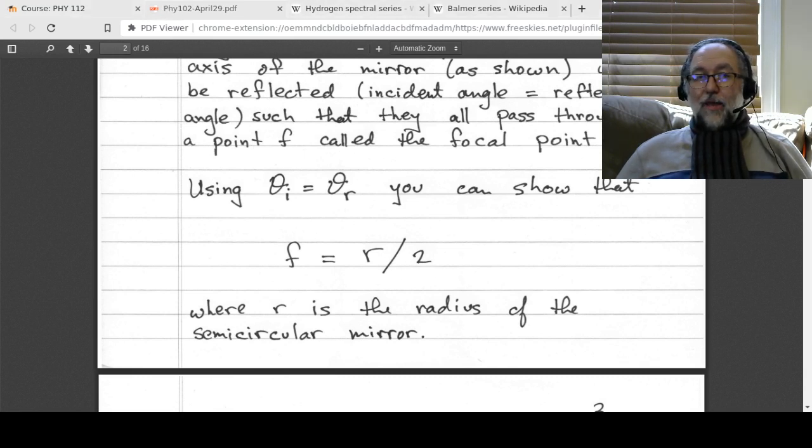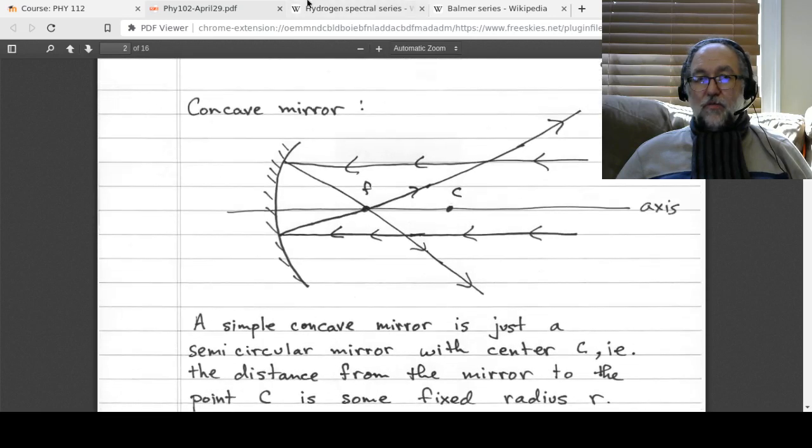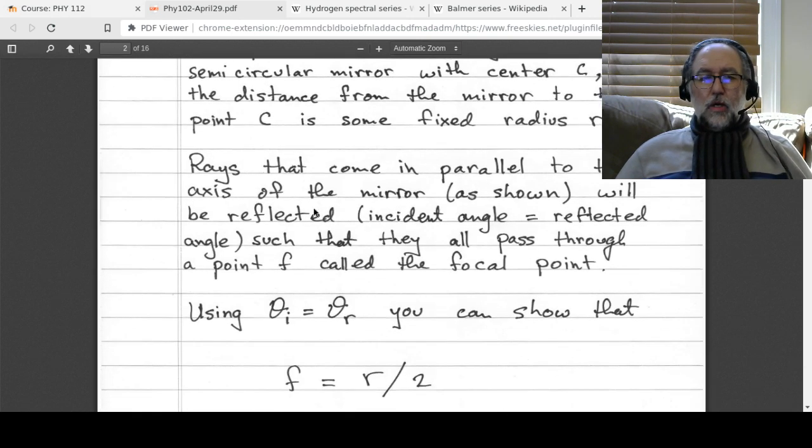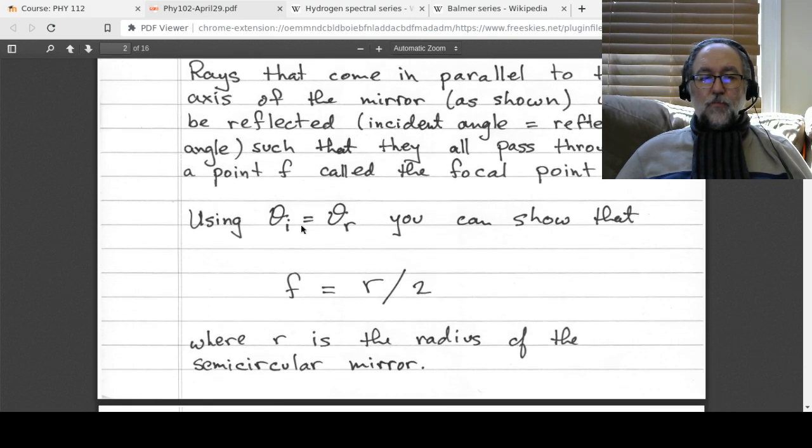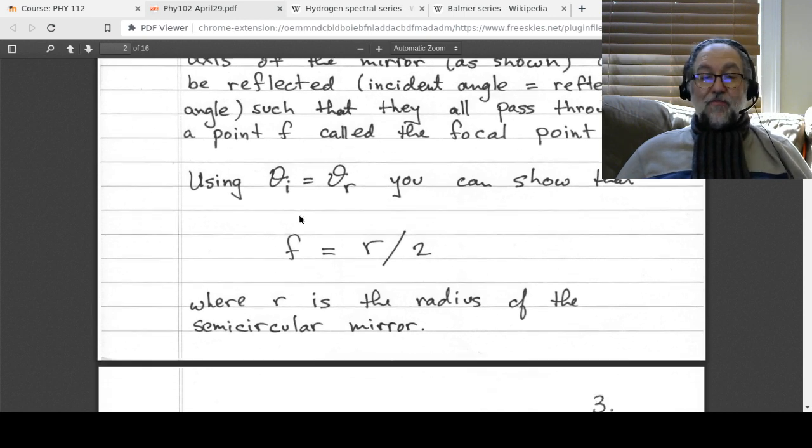Okay, so if here's the center of the curvature C, if you were to measure the distance from C to the mirror itself, that would be the radius of the circle. Remember, the mirror is semicircular, meaning it's just a portion of a circle. Okay, so the distance from C to the mirror would be some distance r, and the focal point is half of r. Okay, and that can be shown through some simple geometry. All right. So there's the story with the concave mirror.